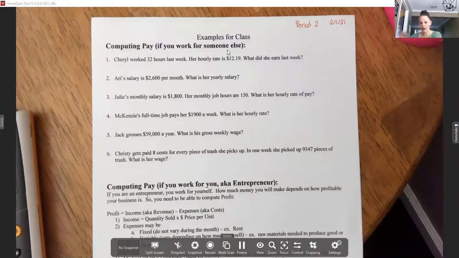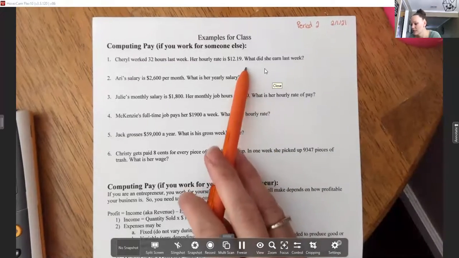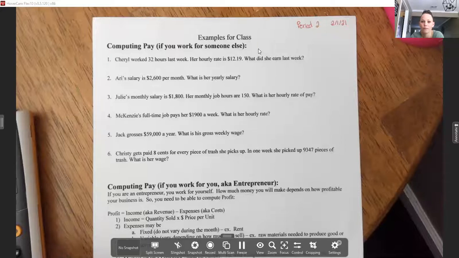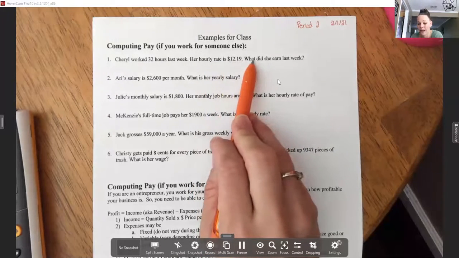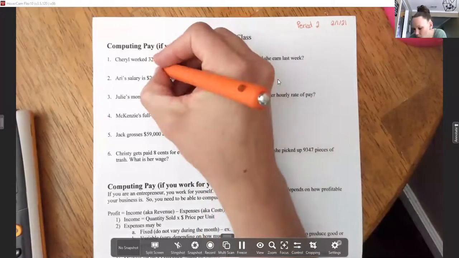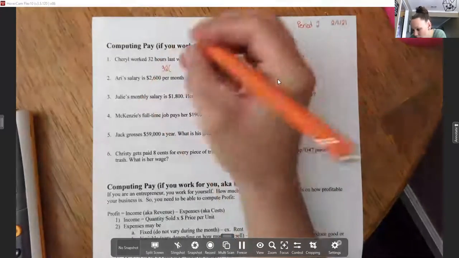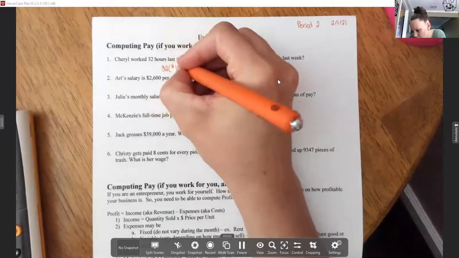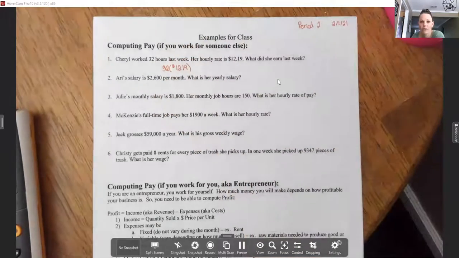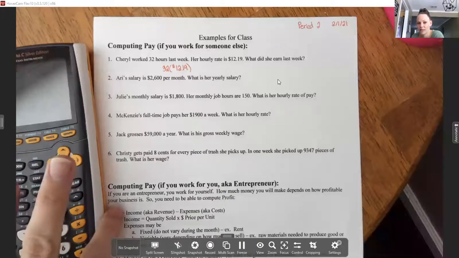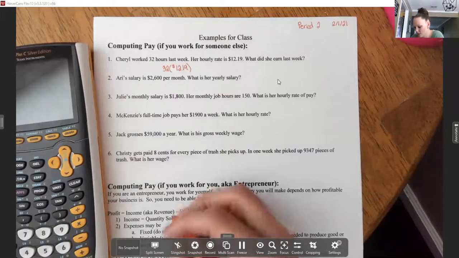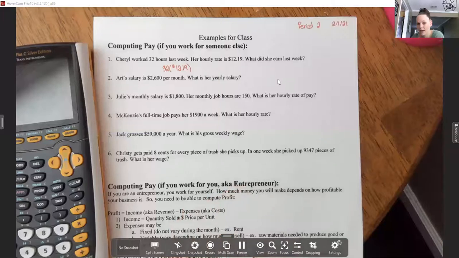Okay, so Cheryl worked 32 hours last week. Her hourly rate is $12.19. What did she earn last week? All right, so she worked 32 hours, and this is how much she makes per hour, her hourly rate. We're just going to multiply those. So this will be 32 times $12.19. I'm going to use parentheses for multiplication. You can use a little dot. Do not use an X, please, even though that's what's down here. I should have changed it. I hate it. We'll look at that in a minute, though.